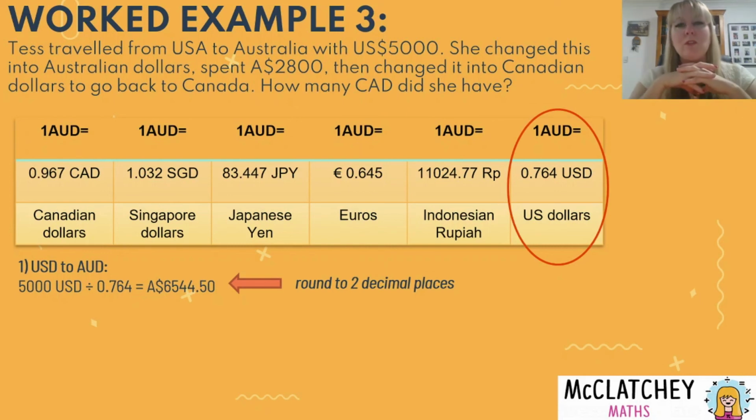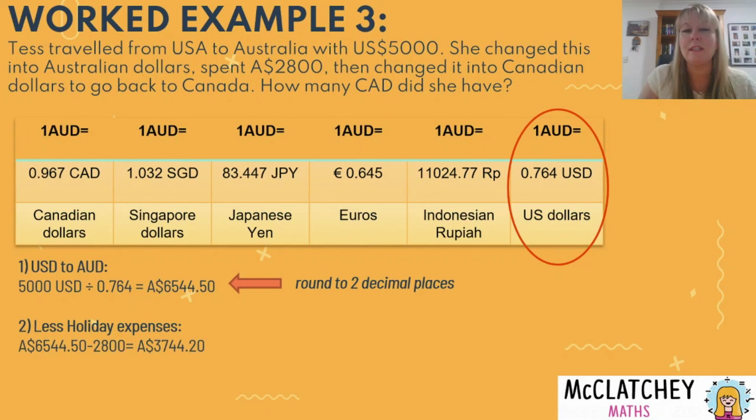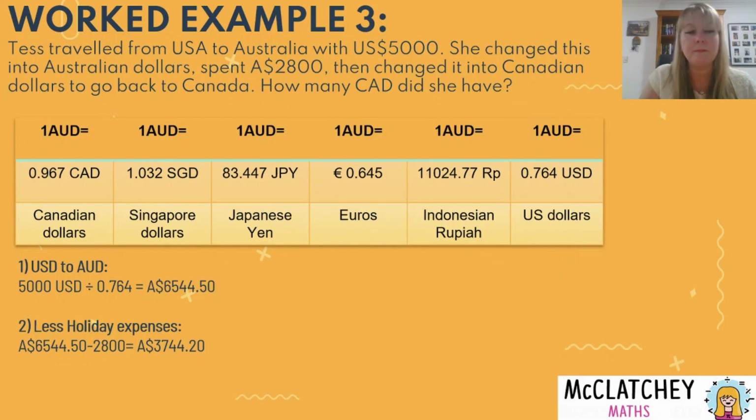Now, normally when we do a series of calculations, we leave on the calculator the unrounded number and we use that unrounded number all the way through. This is one of those situations where we don't, because it's a real life situation that we're modeling. She's actually physically changing that money, spending the money, and then physically changing it on another day. So now we need to take those holiday expenses away. 2,800 gets taken off that, and we're left with $3,744.20. Now Tess is heading off to Canada.